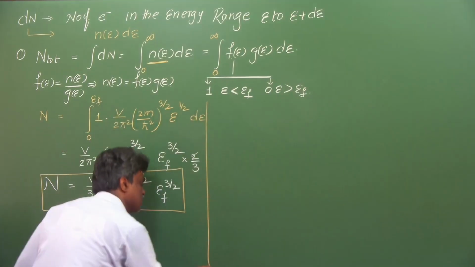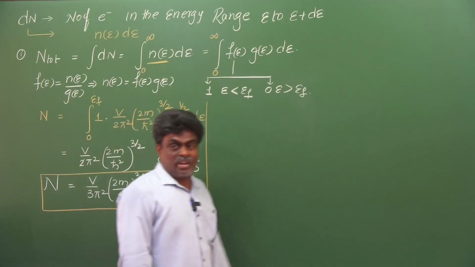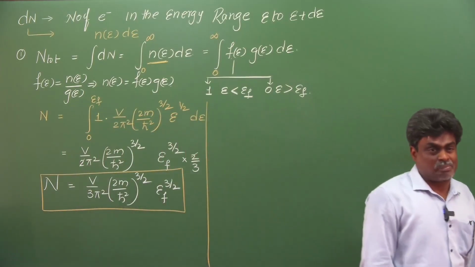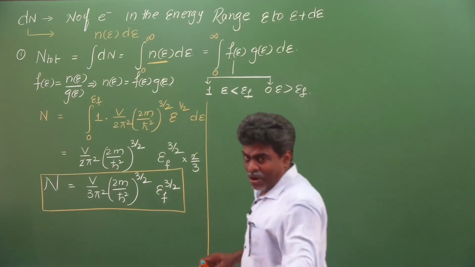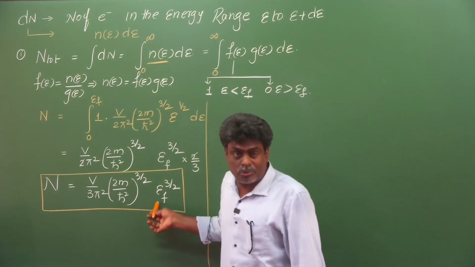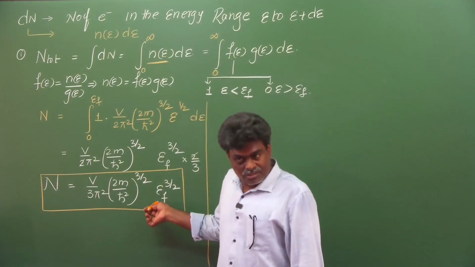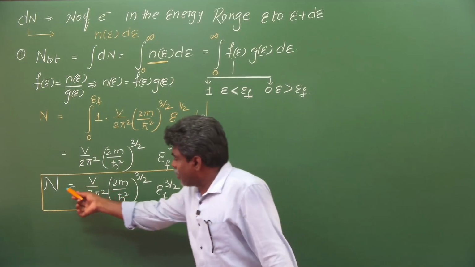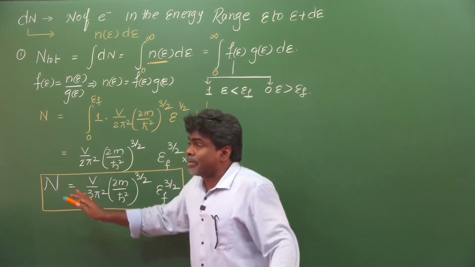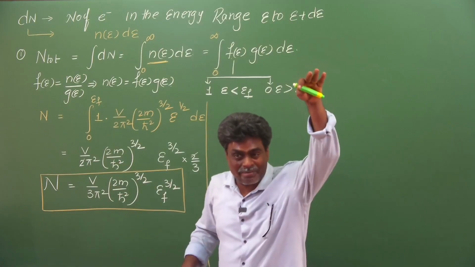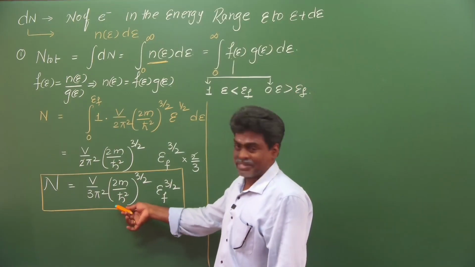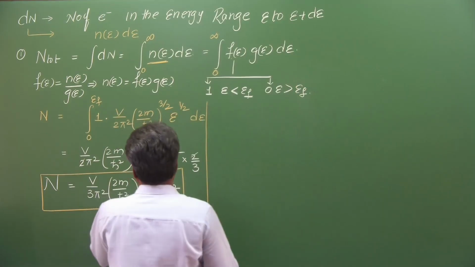These are the total number of electrons participating, because it's a strongly degenerate system. All of your electrons are filled up to the Fermi level, am I right? So that's the total number of electrons in the system, not just the participating ones. This much, clear?